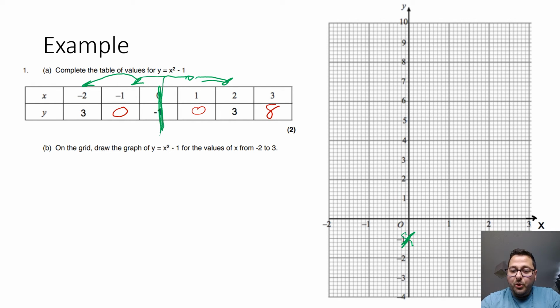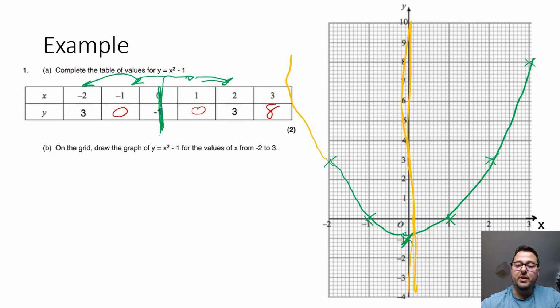But then let's plot our other points. We've got 1, 0, we've got 2, 3, and we've got 3 and 8. And then we've got minus 1 and 0, and we've got minus 2 and 3. Okay, now I'll see how I do on the iPad, but this won't be that good, but that's not too bad, is it? There's my quadratic graph. And if it carried on, because this doesn't look quite symmetrical, it would be like that, and it would be symmetrical from our turning point here. Okay, so that is that graph.